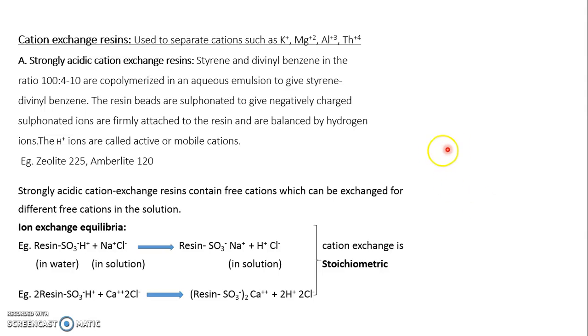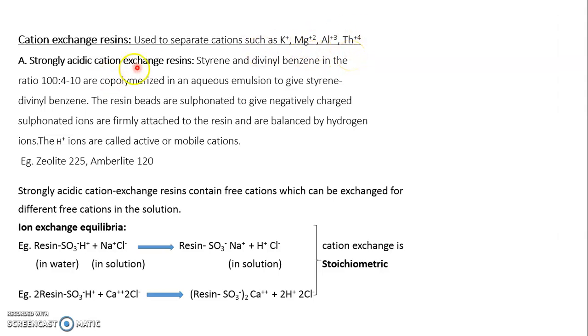Now suppose you have a scenario where you want to separate the mixture of ions that are mentioned over here. How do they differ with respect to each other? They differ in that they have different charges. So this is univalent, this is divalent, this is trivalent, and this is tetravalent. So cation exchange chromatography can be used for separation of cations, irrespective of their charges.